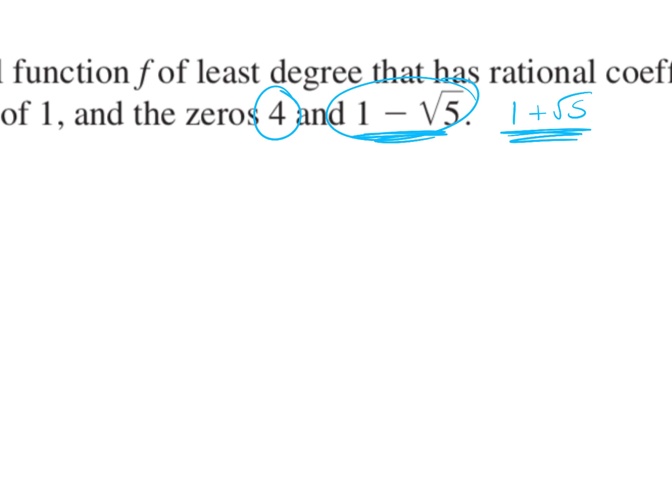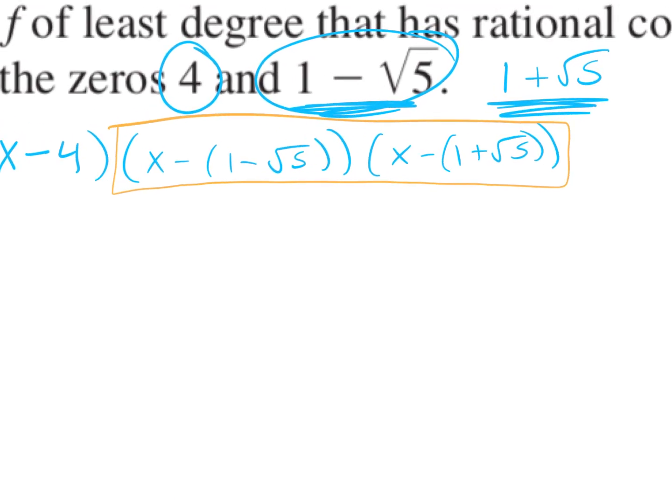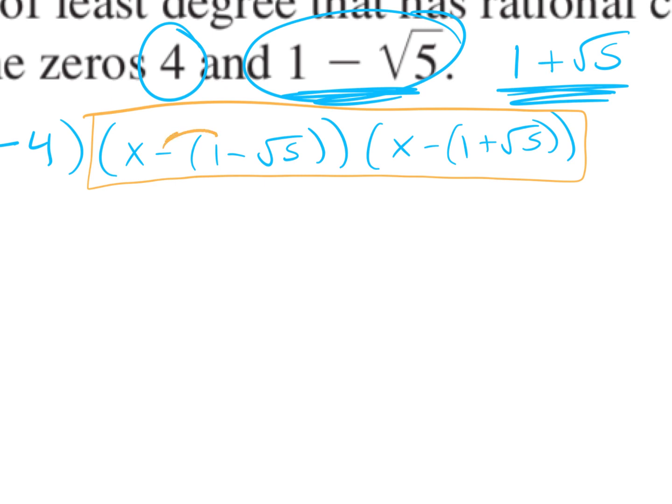Now we're working backwards, so I need to put this into factored form. So it's always x minus the number. So it'll be x minus 4, x minus 1 minus square root 5, and x minus 1 plus square root 5. Perfect. So I'm going to FOIL these two out. But before I do that, I have to distribute the negative to both things behind it. So it ends up being x minus 1 plus square root 5 and x minus 1 minus square root 5.